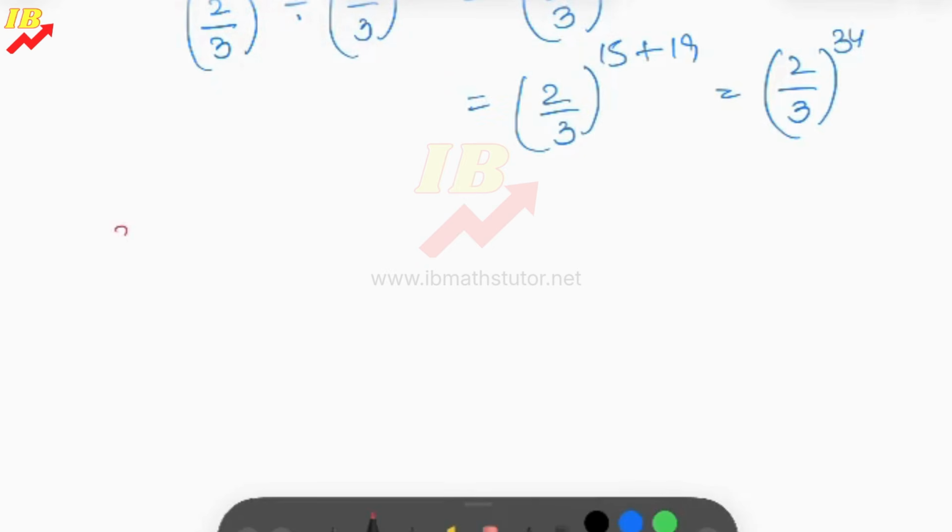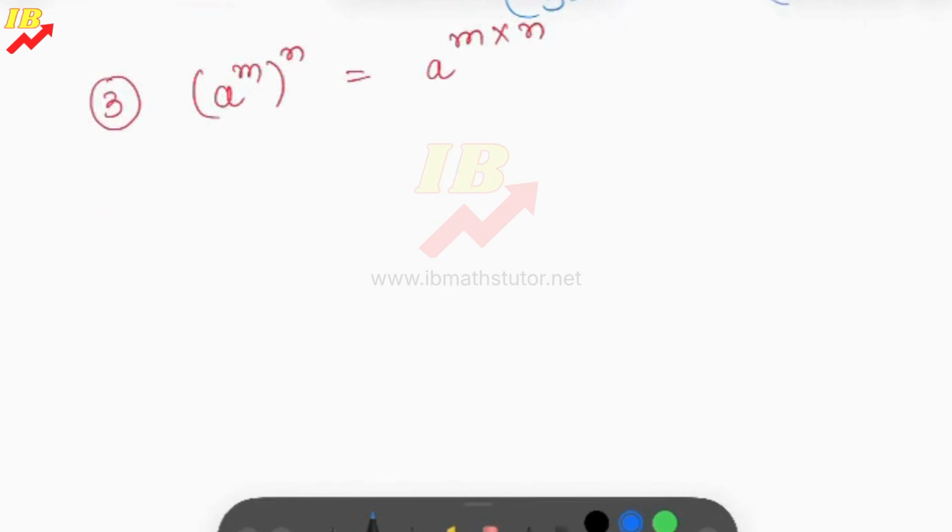So the third rule is very important. This occurs many times. Even if you don't know it, you just recognize it now. A to the power m and n. Suppose two powers or indices are there on a single base, then we are going to multiply these powers. Okay, so let's take an example again.